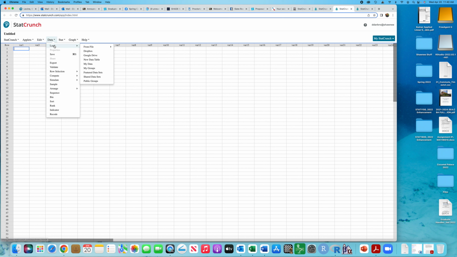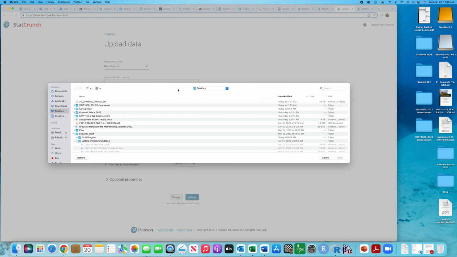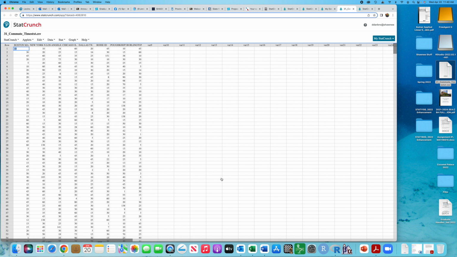So what I want to do is go to data, and load from a file on my computer. So I could just drag this over, or I could just browse and select the file. It's a .csv file. Or again, I could just drag the file there and it will load it. All right, so I'm going to upload the file. And what we have is commute times in Boston, New York, LA, Chicago, and other big cities that we're going to examine in this video. So now we're going to transition to the video.